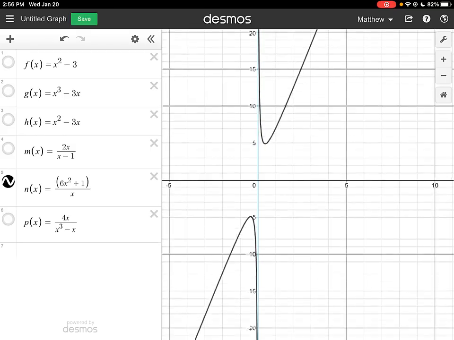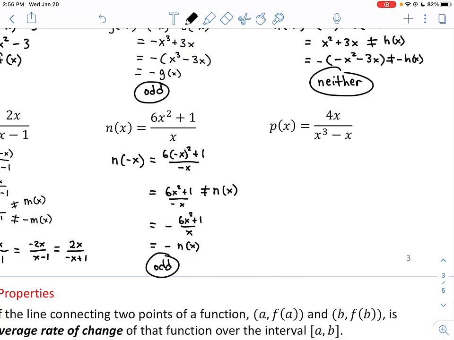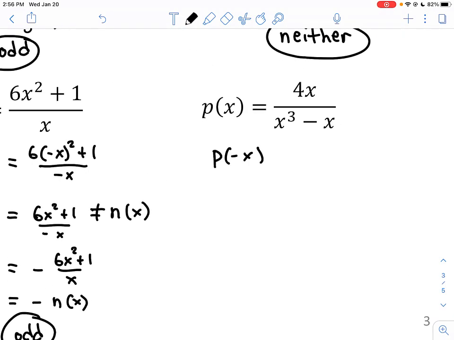Okay, here's our image. I'm going to change the y-axis scale. If you revolve this graph around the origin 180 degrees, it will match itself. So this is the odd symmetry. And finally, p of x, p of negative x.